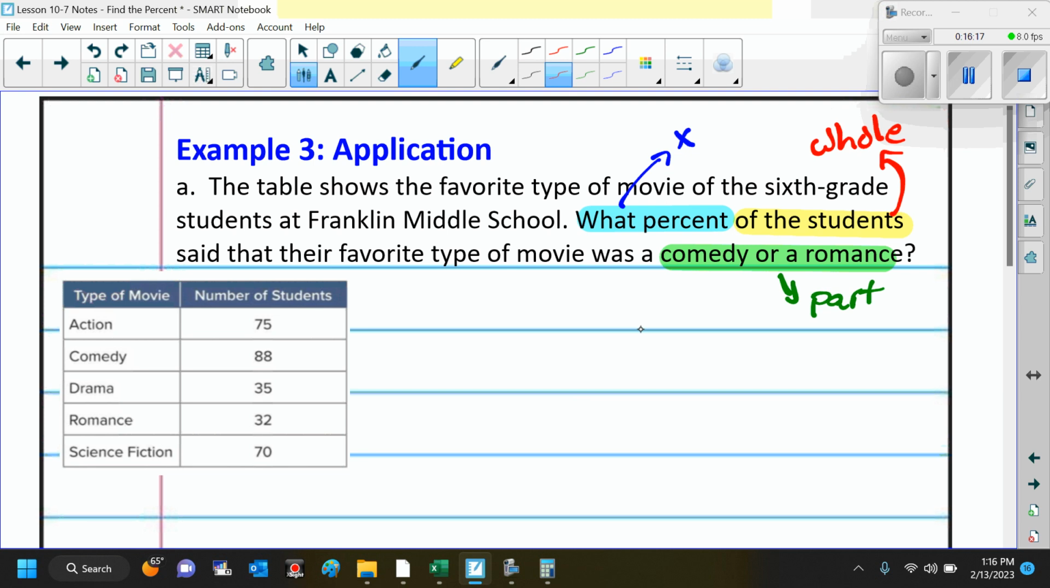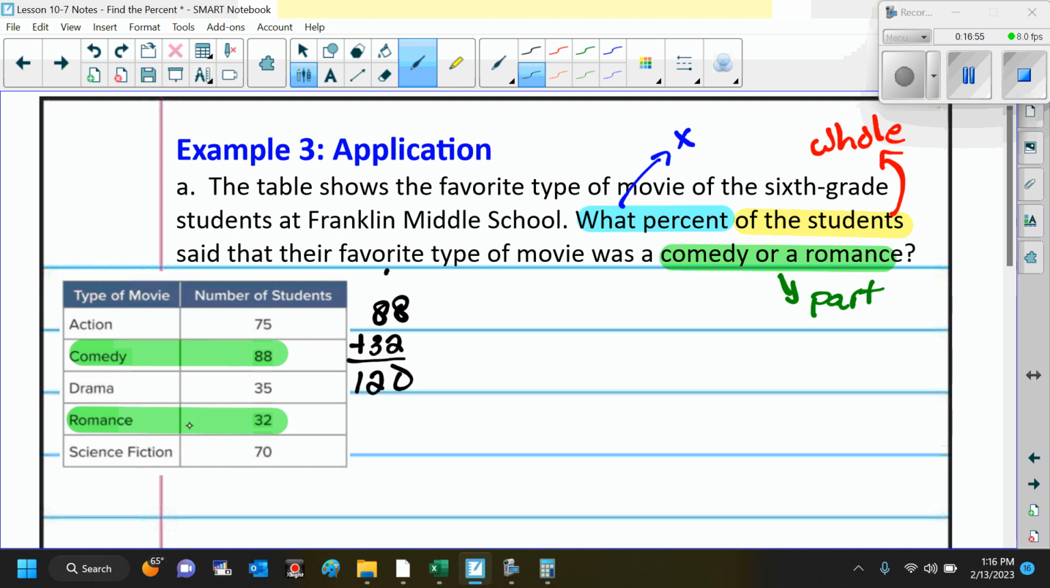Okay, now we know that comedy or romance. So here's comedy, that's 88 of the students, and romance is 32 of the students. So to get the total of that, you're just going to add those together, okay? So we've got 88 plus 32, that's 10, and that's 12. So that's 120 students chose comedy or romance.